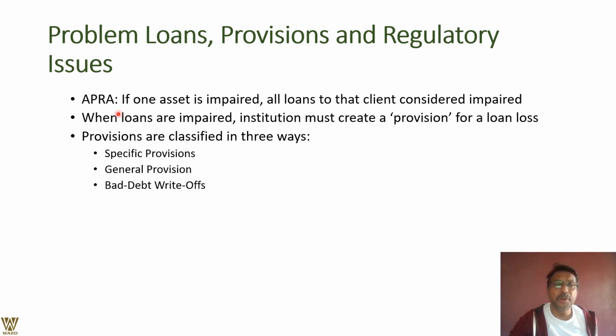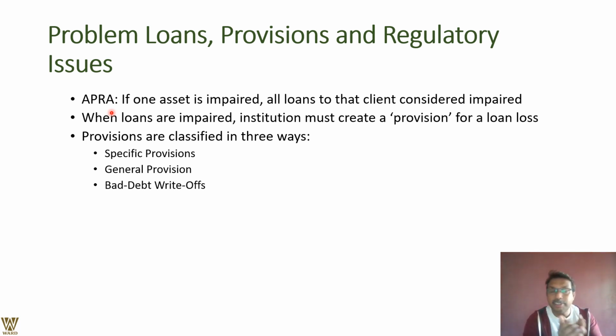So we are talking about APRA, the Australian Prudential Regulation Authority, or anybody's prudential regulatory authority. When loans get impaired, APRA will be enacted. When loans are impaired, institutions must create provisions for loan losses. Provisions are classified in three ways: specific provisions, general provisions, and bad debts to be written off completely.